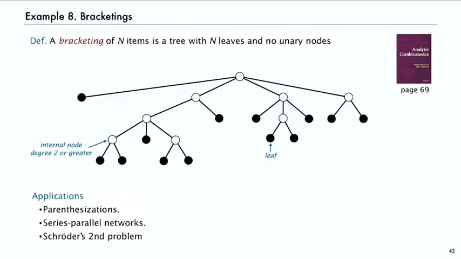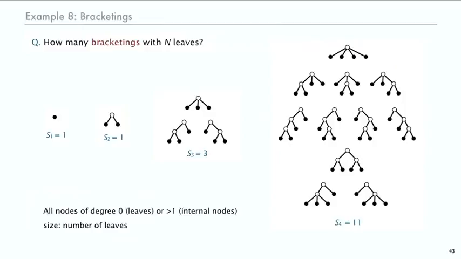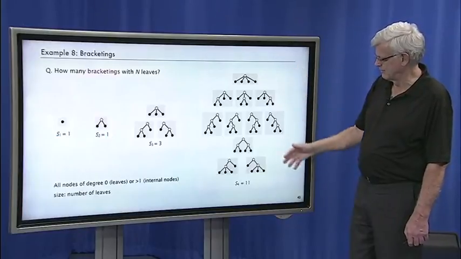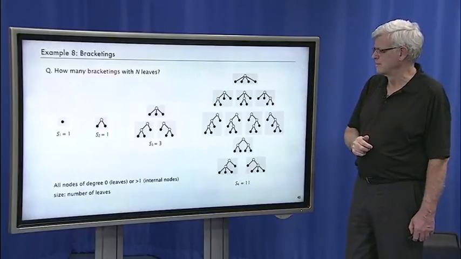There are lots of applications of this that are described in the book on page 69. So how many bracketings with n leaves? Here are all the bracketings, say with 3 leaves. You can have a root and 3, or you can have 2 on the left or 2 on the right. Again, no unary nodes. All nodes are either degree 0 or they're degree 2 or more. And the size is the number of leaves. So there's 11 of size 4 and so forth.